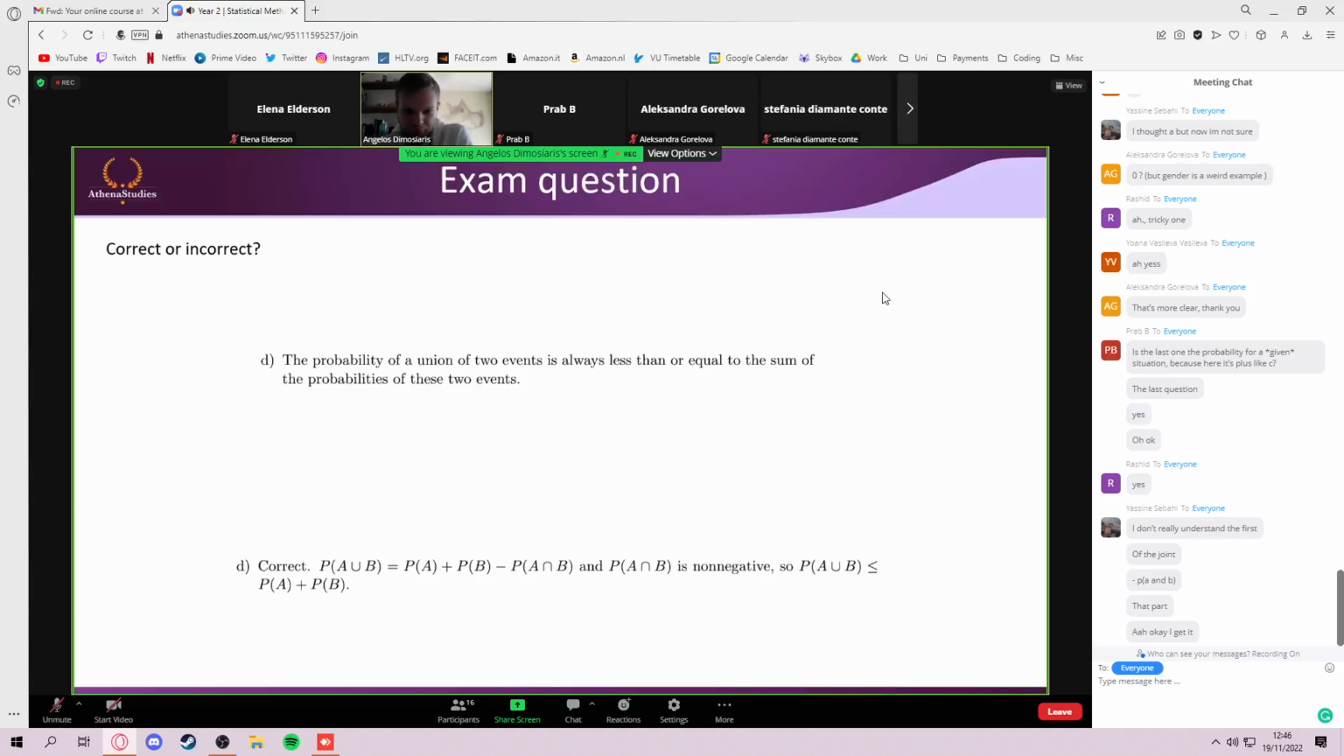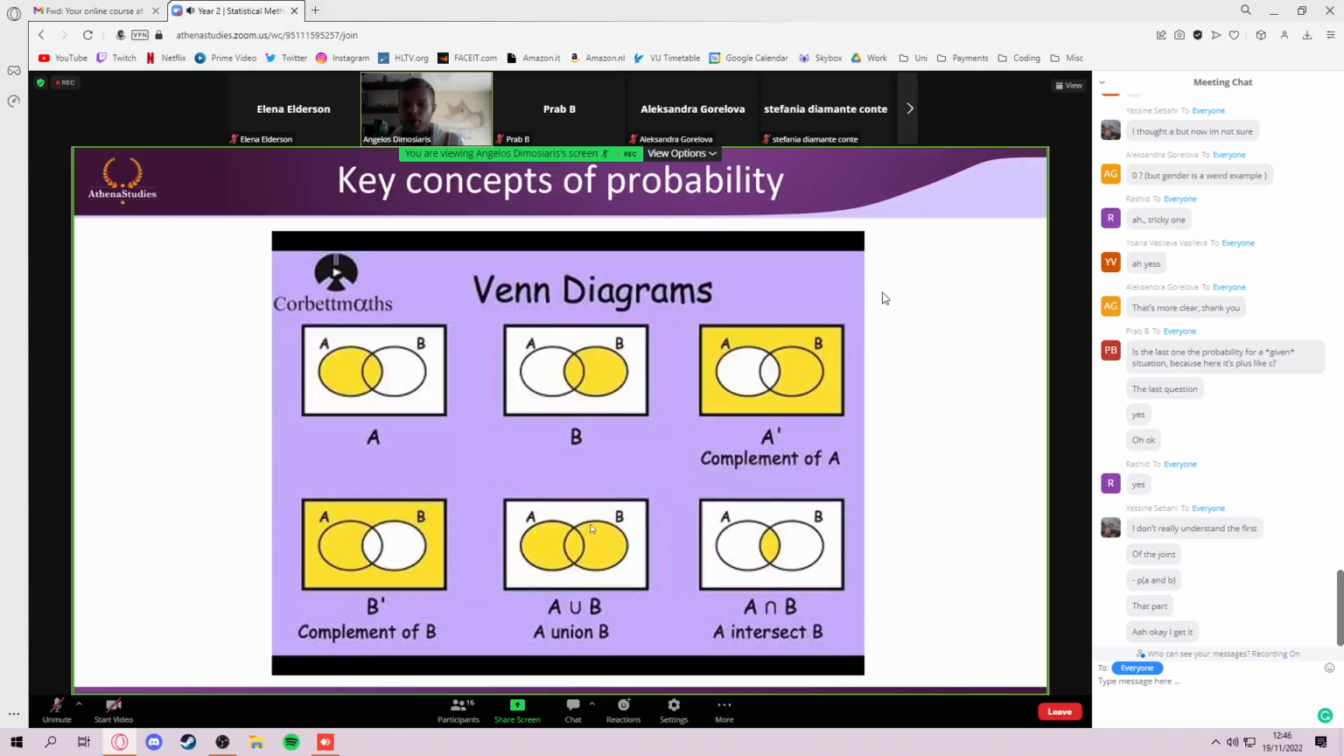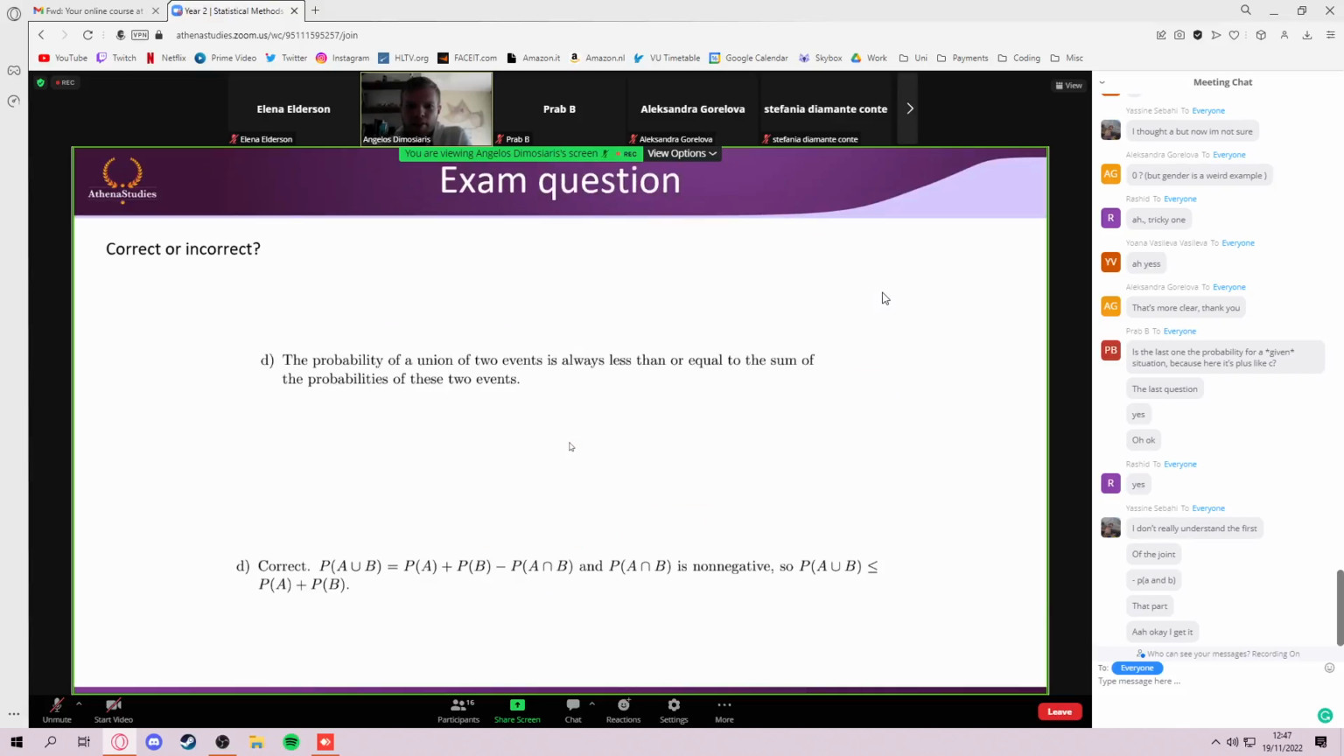Exam question. The probability of a union of two events is always less or equal to the sum of the probabilities of these two events. Let me go back a few slides. So we care now about the union, right? You see? So all of them. So the probability of a union of two events is always less or equal to the sum of the probabilities of these two events.